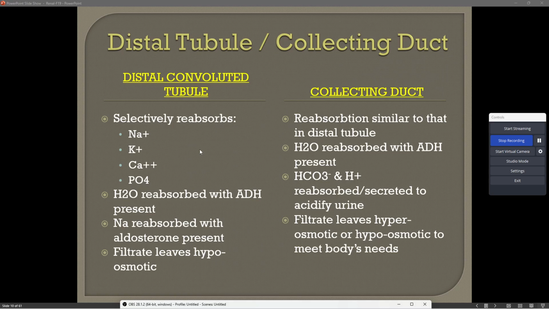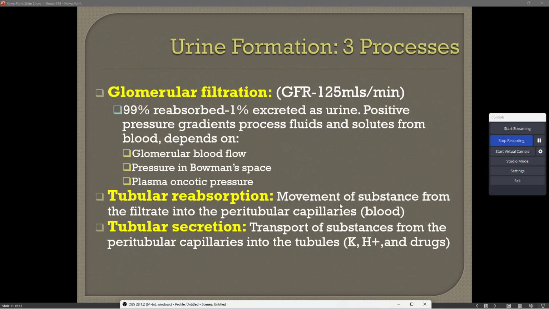If my urine's not acidic enough, I need to increase the acidity of the urine. We're going to have less reabsorption of hydrogen, more reabsorption of bicarb. Okay, we leave with a hyper or hypoosmotic urine to meet whatever the body's needs might be. Now, I'm going to point out the glomerular filtration rate is a very important number that we love to overlook. We're just like, BUN and creatinine, it's fine. Okay. And while BUN and creatinine are incredibly valuable, they are not the only things that I want to pay attention to and not the only things I want to monitor.